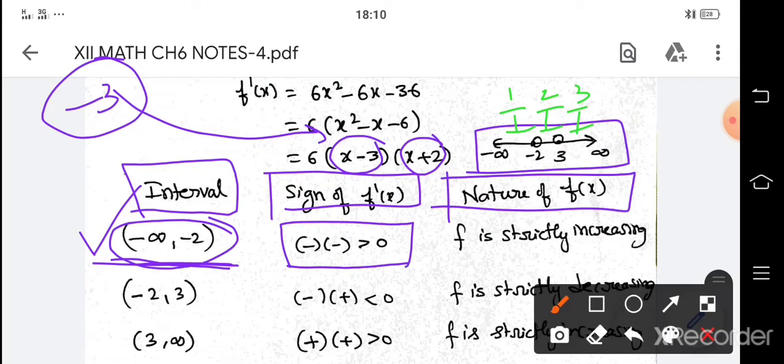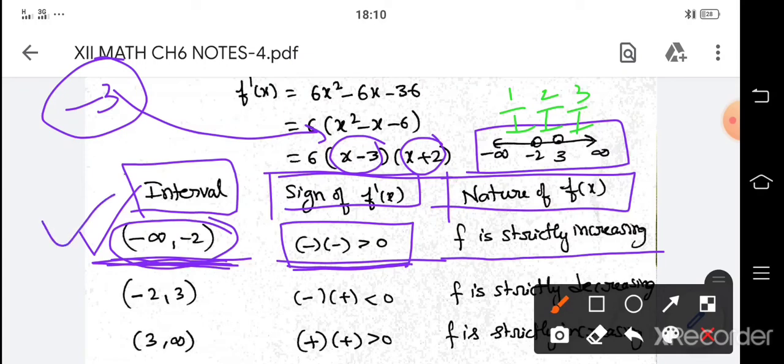Very important thing, try to remember. Take x equal to minus 3 and substitute, because from minus infinity to minus 2, minus 3 is there. Substitute it: negative into negative gives positive. So f is strictly increasing when the interval is minus infinity comma minus 2.